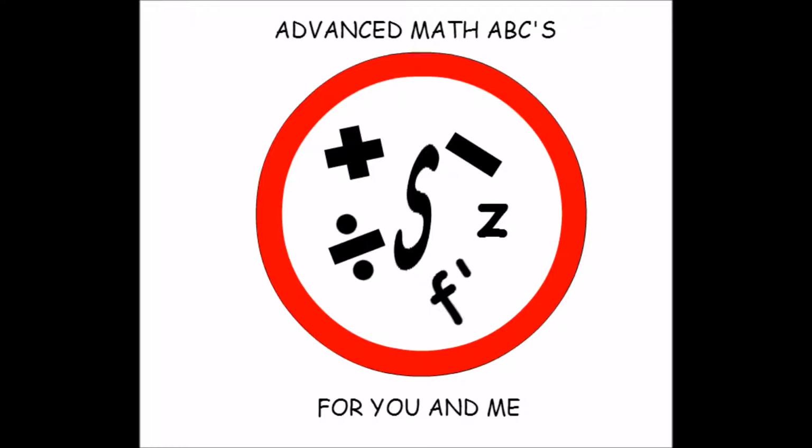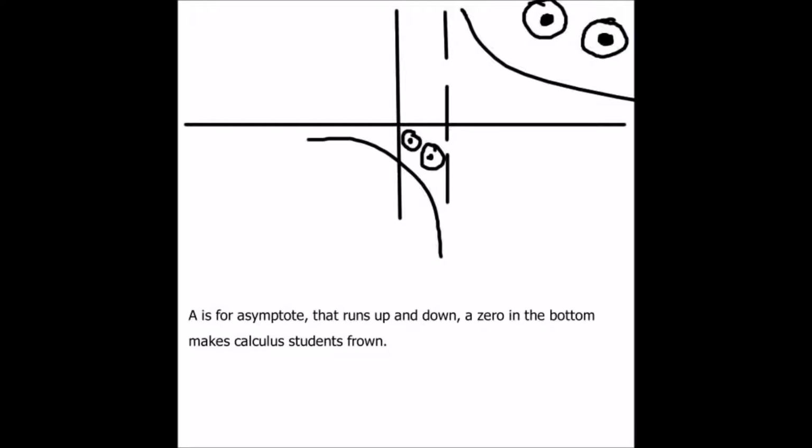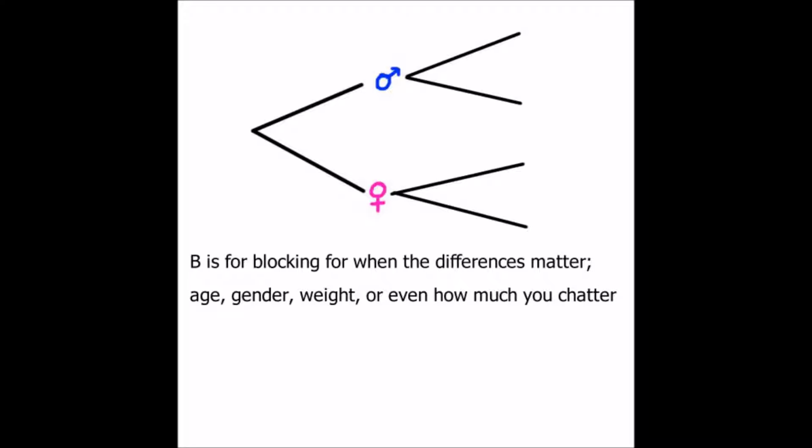Advanced Math ABCs for you and me. A is for asymptote that runs up and down. A zero on the bottom makes calculus students frown. B is for blocking, for when the differences matter. Age, gender, weight, or even how much you chatter.